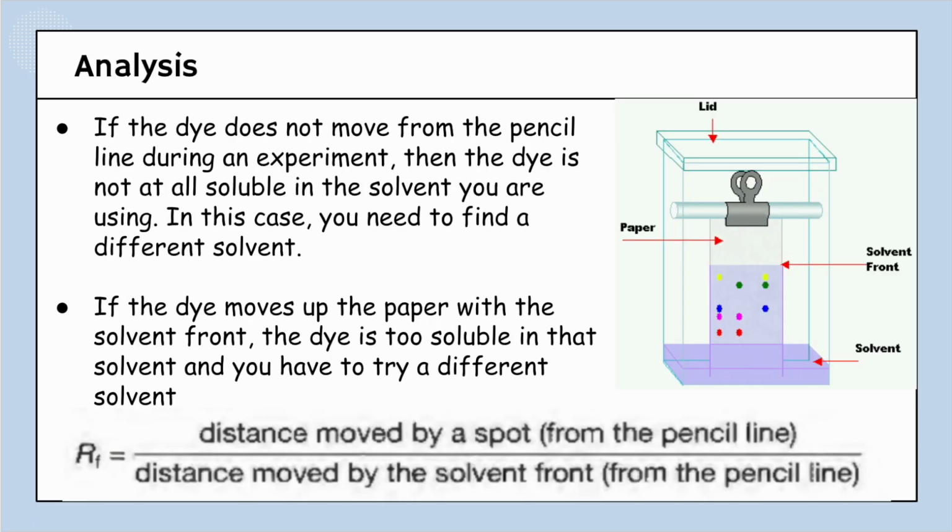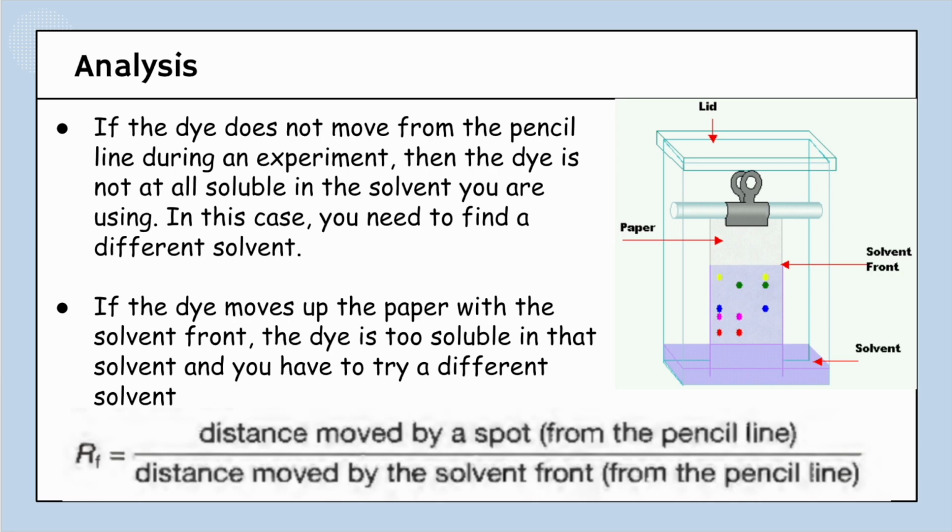Next, let's talk about the analysis of the paper chromatography experiment. If the dye does not move from the pencil line during an experiment, then this dye is not soluble in the solvent you are using. In this case, you have to find a different solvent. If the dyes move up the paper with the solvent front, the dye is too soluble in the solvent you are using, and you have to try a different solvent.